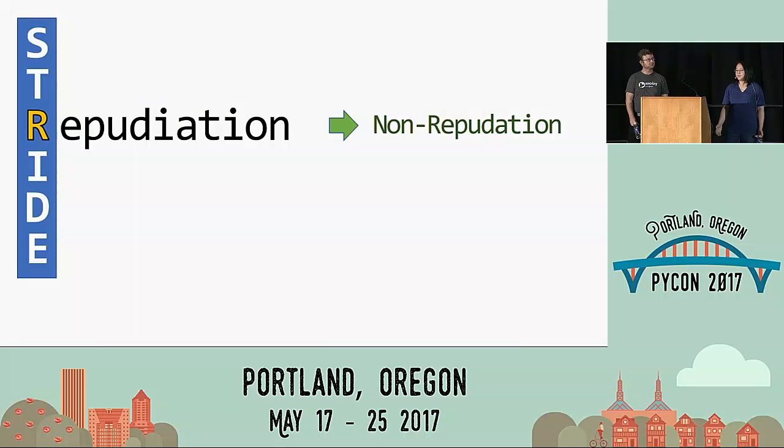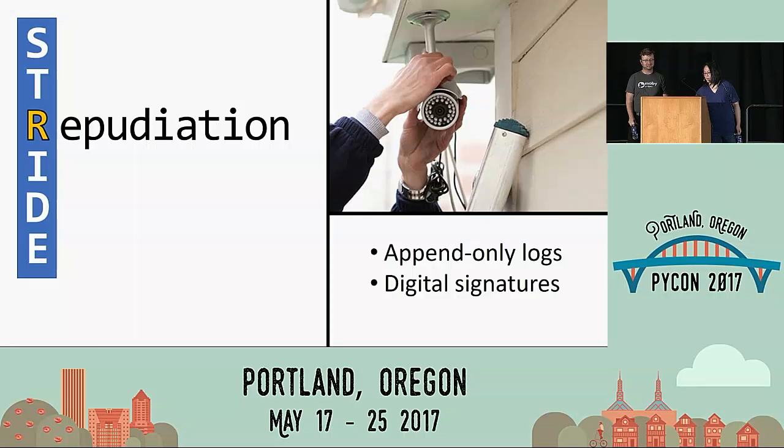For repudiation, unfortunately, the control is unhelpfully named non-repudiation. It's not very descriptive, but this basically means implementing audit trails. For our house, we're going to install a security camera, so if a vandal comes by and knocks out a window, we have evidence to indicate which vandal broke our window.